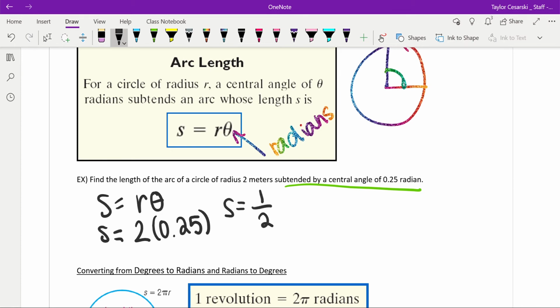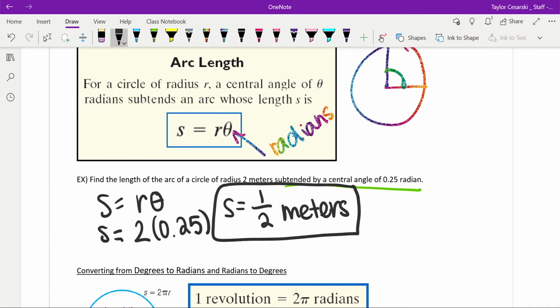Now I always want to go ahead and label what I'm talking about. Arc length is just the circumference of part of your circle. So I'm talking about meters here, and it's just a length. It's not going to be squared, because circumference is just the length around the outside. So it's just 1/2 meters or 0.5 meters.